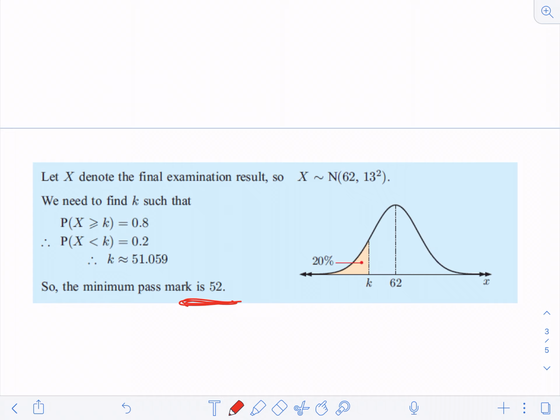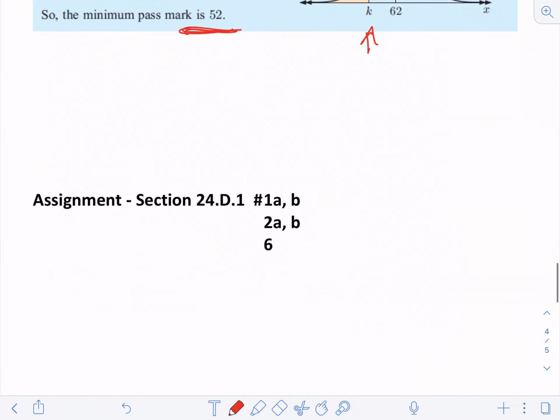And that's how we use the inverse norm function on the calculator in order to find a particular k value that exists on this x-axis, whether we're talking about a normal distribution or a standard normal distribution. So whether we're looking for an x value, a particular value of the actual values, or if we're looking for a z-score, either way, we're going to use the inverse normal function on our calculator. And that's it for section D1.